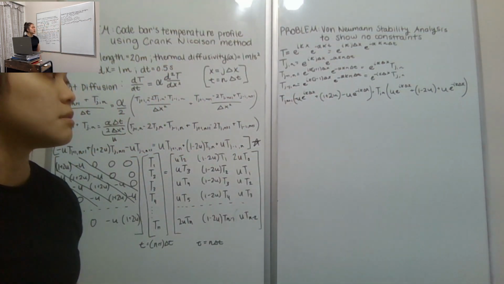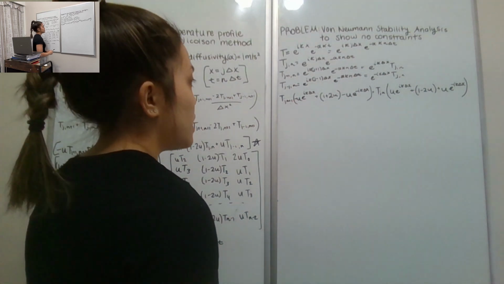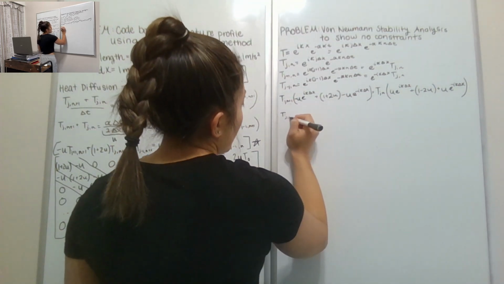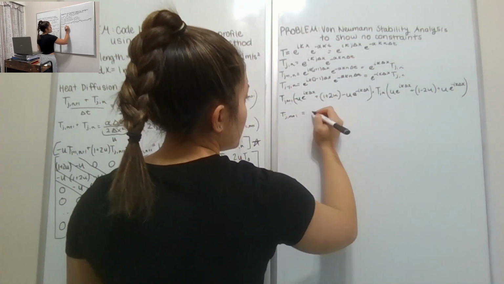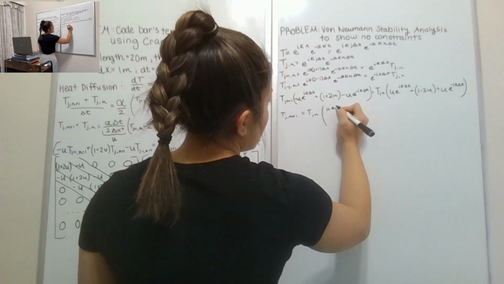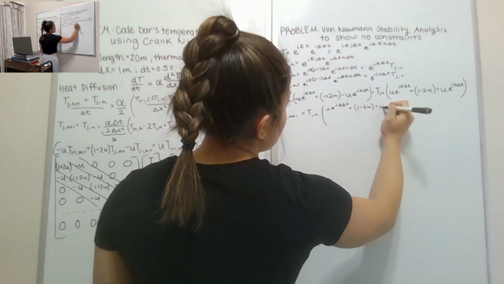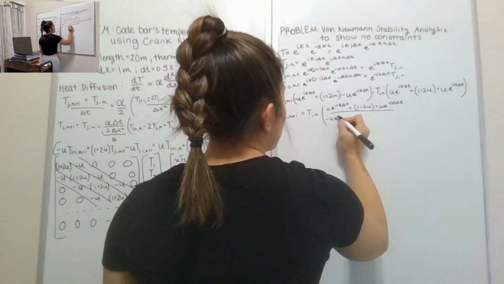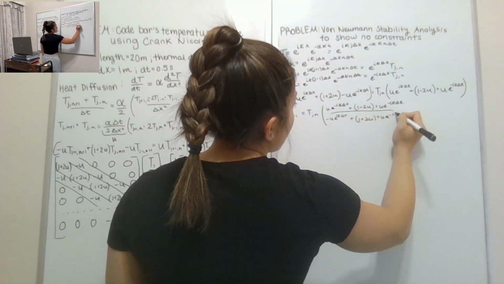So now what we can do is begin to simplify it. When we simplify it, we can divide this side by this, so we'll have Tj at n plus 1 is equal to Tjn times this top expression: u e to the I k delta x plus 1 minus 2u plus u e to the negative I k delta x, divided by negative u e to the I k delta x plus 1 plus 2u plus u e to the negative I k delta x.